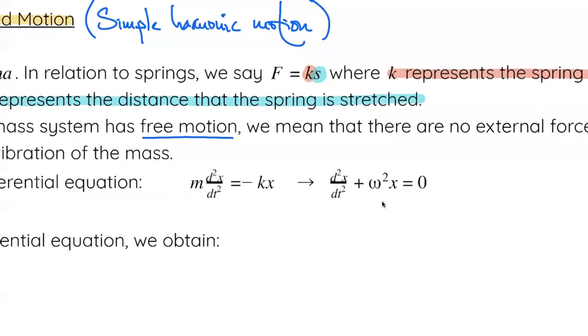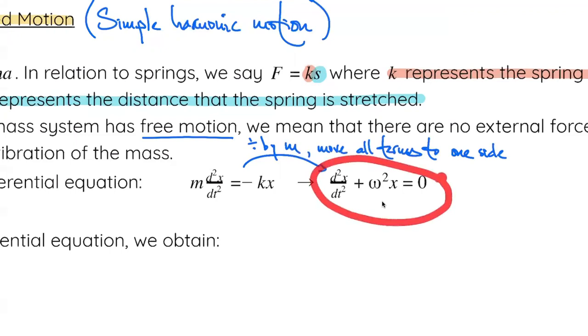So we have this differential equation right here: m d squared x dt squared equals negative kx. And if we were to think about using some algebraic manipulation, in particular if we took this equation and did two things, we divide by m and we move all terms to one side, we get a different variation of this formula.